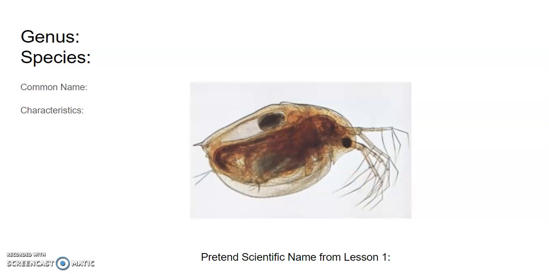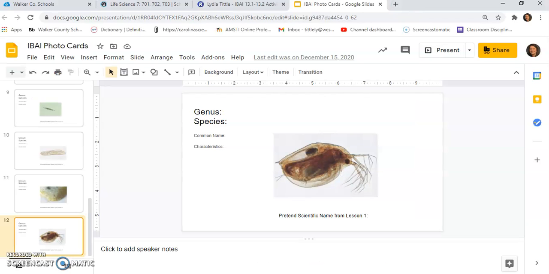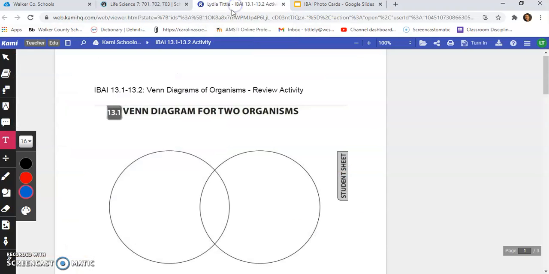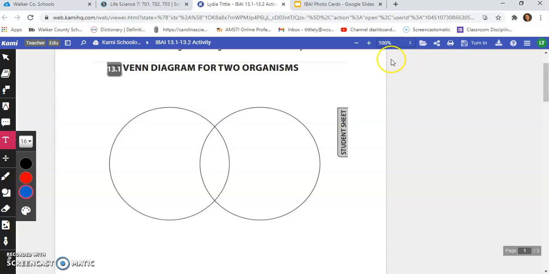Okay, those are the particular species that we studied in this unit, and now we're going to use some of those to create our Venn diagrams. So from those organisms that we just reviewed, you need to choose any two of them. Particularly, I would like for you to choose things that are not really similar to each other. Try to choose things that are pretty different from each other.